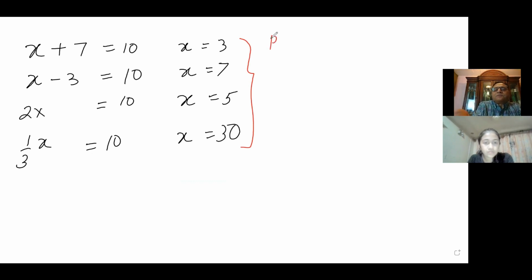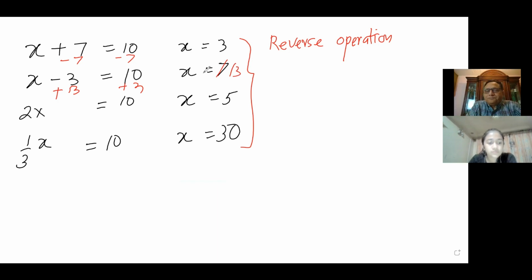You did reverse operation. We call that a reverse operation. You did it mentally, but that's what you did. So it was X plus 7. You said 3 because minus 7 will give you 3, right? X minus 3 is 10. So I should have added 3 here. So when I add 3, I get 13. So this answer will be 13. Do you see that? You have to add. So the reverse of it.